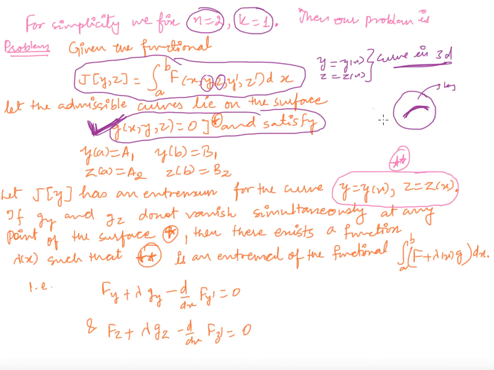We have already solved these problems. These are geodesic problems, but we can consider that problem from a different point of view. We can consider that we are looking for the curve y is equal to y of x, z is equal to z of x. This is a curve in 3D, such that the curve is always on the sphere. The curve is always satisfying one condition. And these are the boundary conditions.